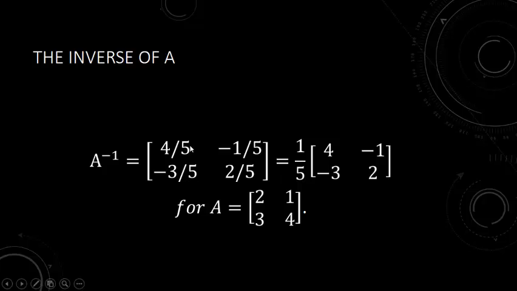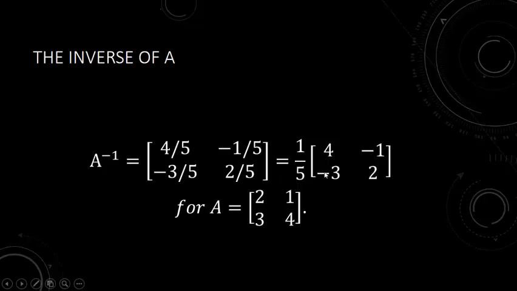Now, looking at some patterns, because all of those were fractions, the entries all had a denominator of 5, I've factored that 1/5 out as a scalar multiple. For scalar multiplication, this is kind of like factoring. I've pulled that 1/5 out, and left the numerators inside representing those entries: 4, negative 1, negative 3, 2.